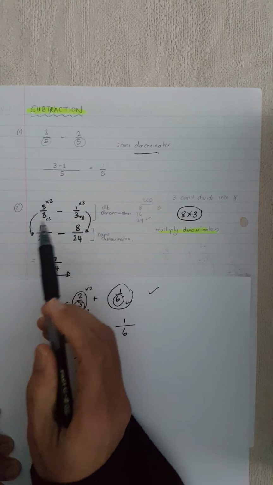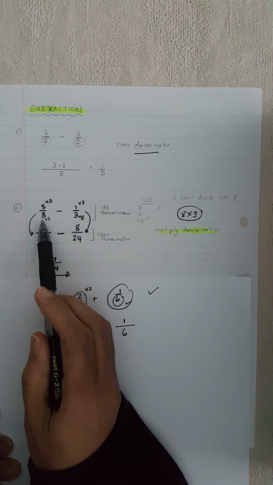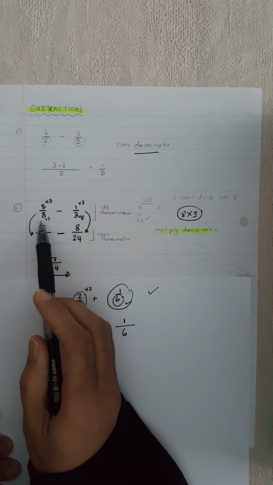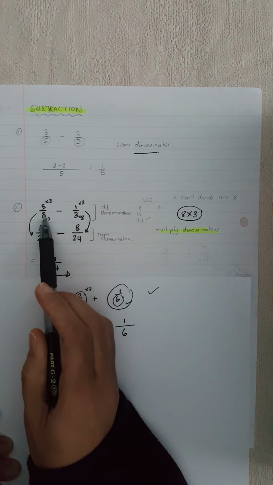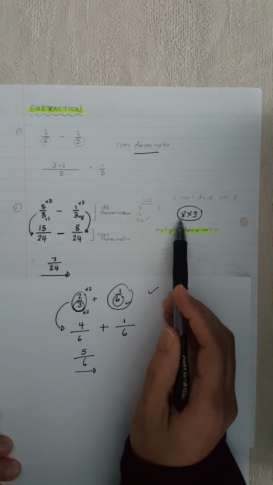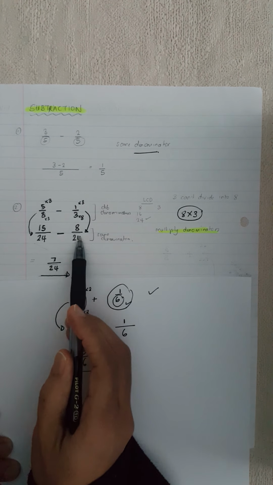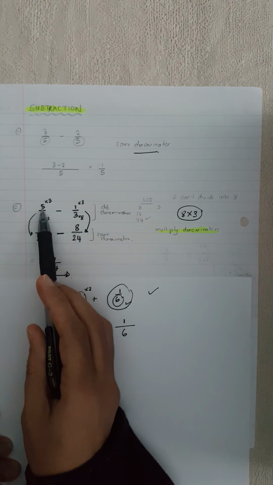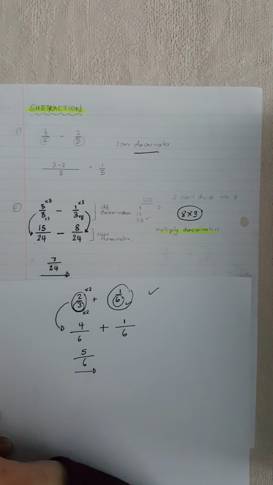Okay, but the difference here is you're testing whether the small denominator can divide into the big denominator. My answer is no, it can't. So what am I going to do? I'm going to multiply these denominators together. So I'm going to say 8 times 3. So I'm going to use 24 as my denominator, and then I'm going to convert them to equivalent fractions and then only subtract. Okay.